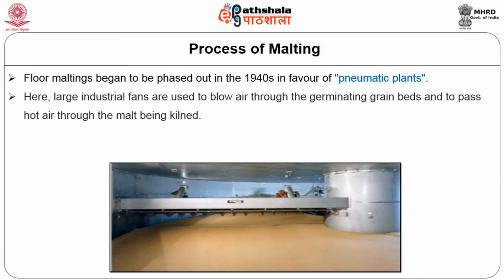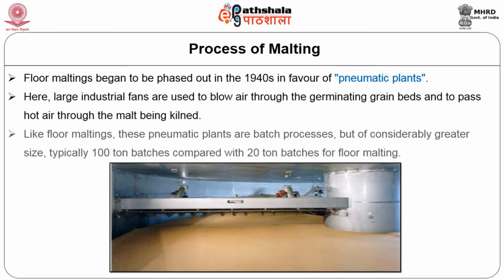Here, large industrial fans are used to blow air through the germinating grain beds and to pass hot air through the malt being kilned. Like floor maltings, these pneumatic plants are batch processes, but of considerably greater size, typically 100-ton batches compared with 20-ton batches for floor malting.